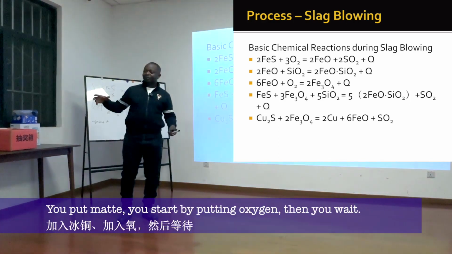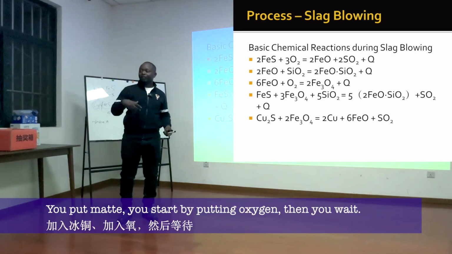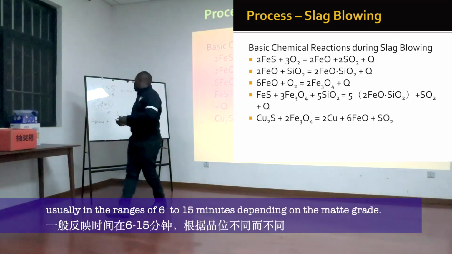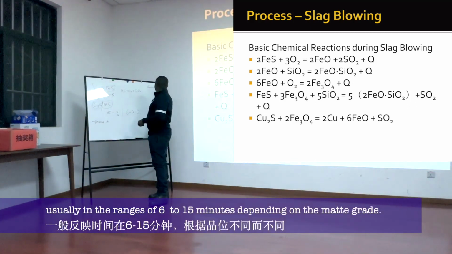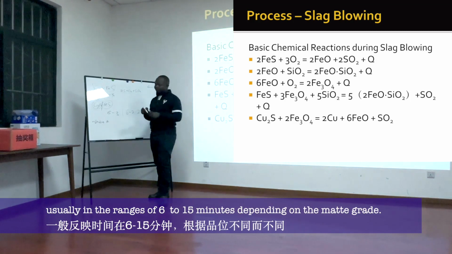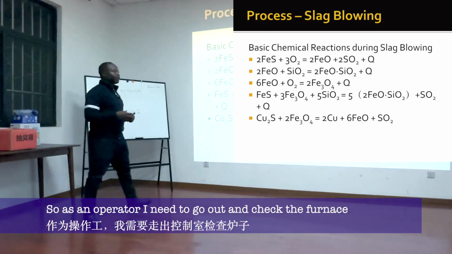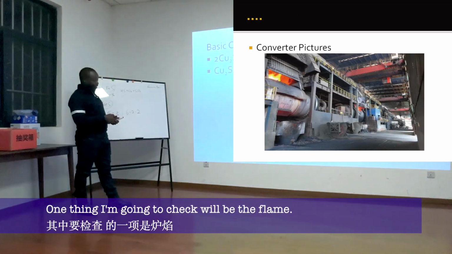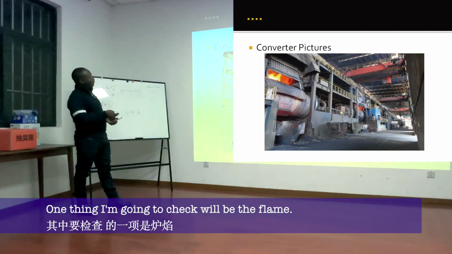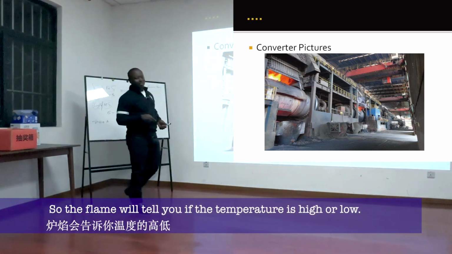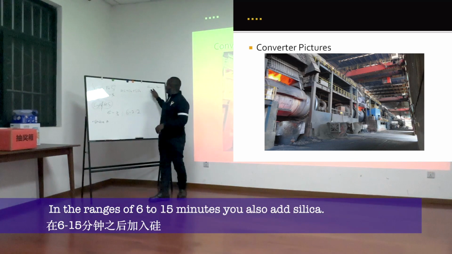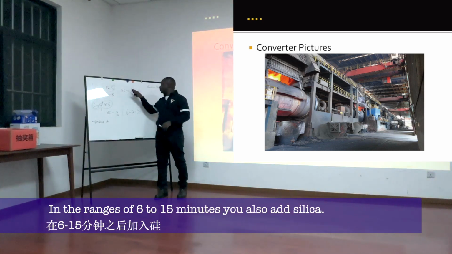You put matte, you start by putting oxygen, then you wait. The reactions will start inside. Usually in the ranges of 6 minutes to 15 minutes, depending on the matte grade. So as an operator, I need to go out and check the furnace. One thing I'm going to check will be the flame. So the flame will tell you if the temperature is high or low. In the ranges of 6 to 15 minutes, you also add silica.